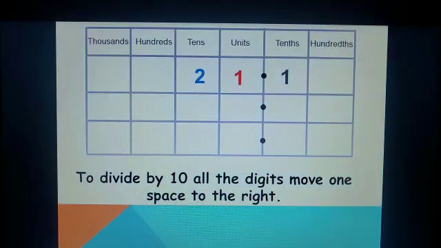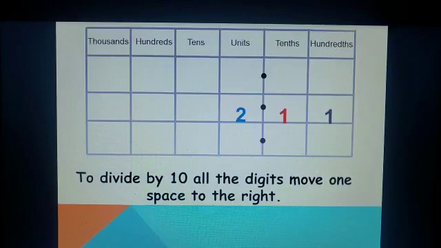Let's try another one. I want to make it 10 times smaller. 21.1 divided by 10. Let's move my digits 1 space to the right. My tenths will move down to the hundredths, my 1 unit to the tenths, and my 2 tens to the units, giving me an answer of 2.11.